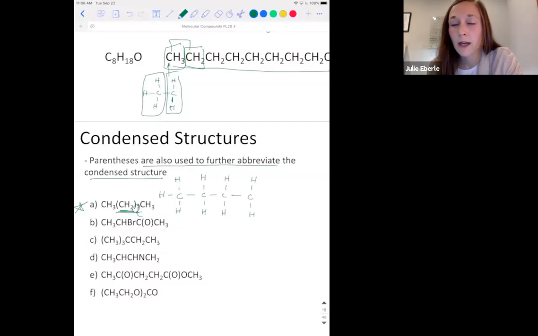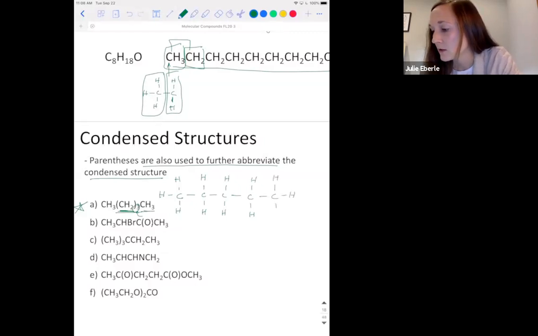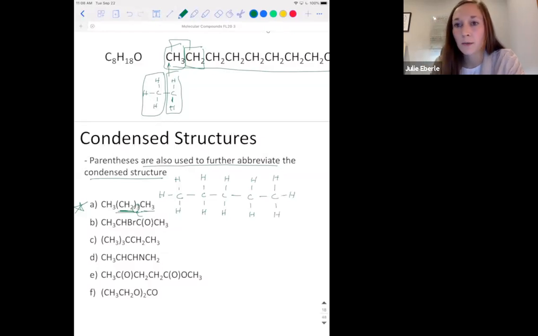Now, what concludes the molecule, this last group on the far right, is another CH3. Remember, hydrogens are always going to be branched off the main chain. So that's what this molecule would look like.